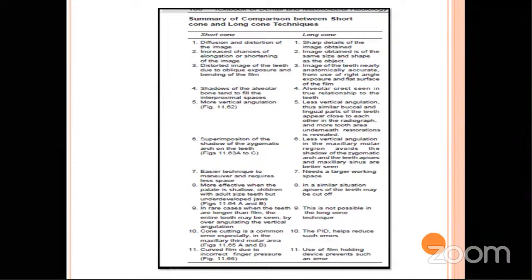Again, this is a summary which can compare the short cone and the long cone techniques. Okay, some of the questions I have given with the picture explanations, and also you can take a screenshot.